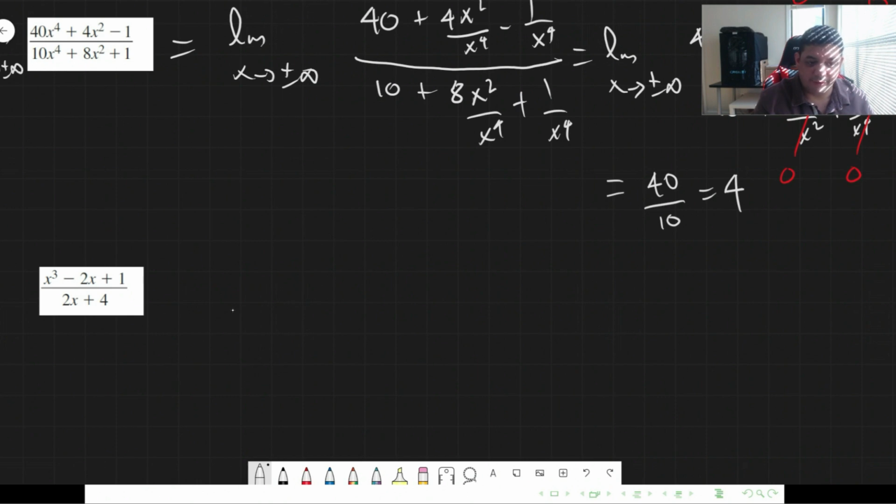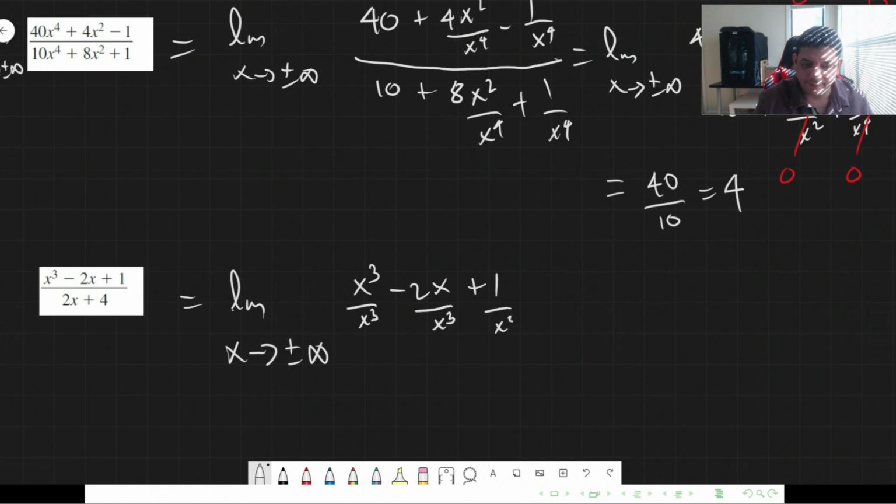So by the rules, this should go to infinity, but we can also check it out with the technique that we just learned. So limit when x goes to plus or minus infinity of x cubed minus 2x plus 1. The biggest power is x cubed, so I can divide everything by x cubed. And I can divide, sorry, the biggest power of the denominator is x. It's x, not x cubed.